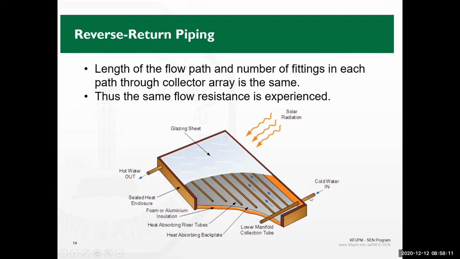So I have a header here where the water comes in. Then the water is going to be distributed from the header into these tubes, where it will be heated, receiving energy mainly by being in contact with a hot absorber plate. And then after that, it is collected in another header, and you are going to take your hot water out of it.